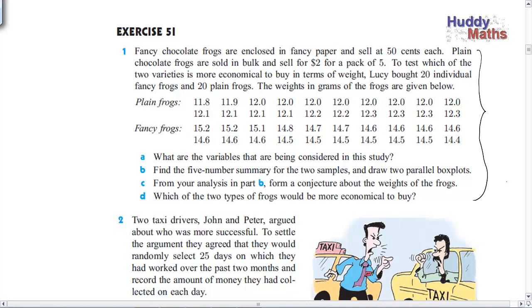And we're going to say plain chocolate frogs are sold in bulk and sell for $2 for a pack of 5. And chocolate frogs in fancy paper are sold at 50 cents each. Okay, we want to look at the weights of the frogs. Do you get a better deal buying the ones in fancy paper? Okay, so the question is, which would be more economical to buy? So you're going to do an analysis. All right, pause the presentation, have a go, and down below after all the questions there, I've got some answers for you. Okay, let's have a look at the next question.